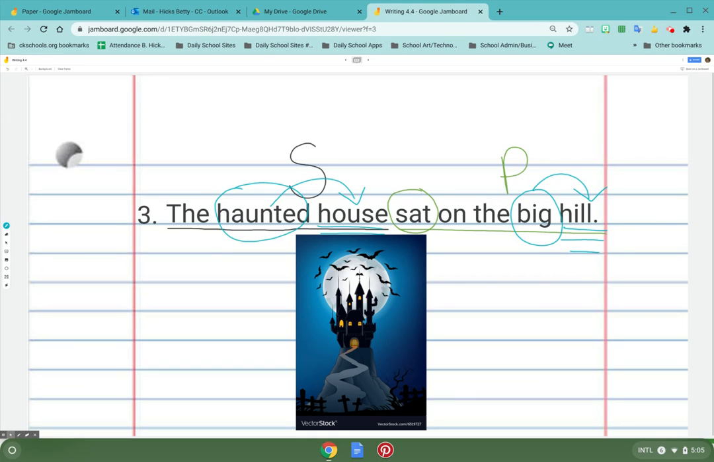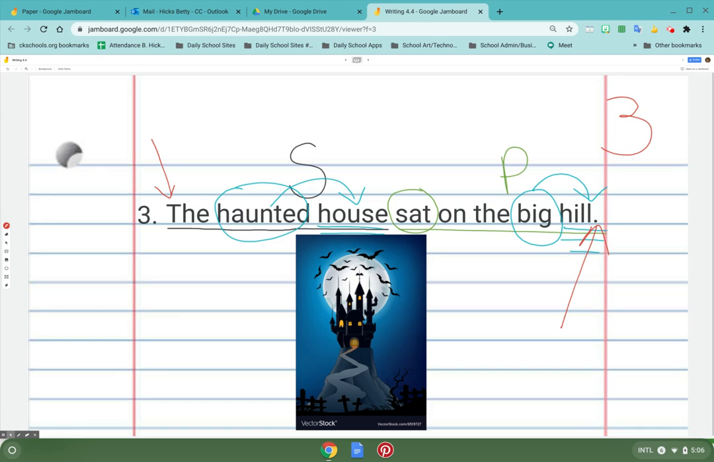All right. Now remember that I look for my capital. I look for my stopping mark, my punctuation mark, to let my reader know that I'm done. And then I read it out loud to make sure, and I read each word. I don't just say my sentence, because then I won't catch my mistakes. The haunted house sat on the big hill. Beautiful. If you had turned that in to me using the 2 adjectives like that, that's a solid 3. All right, which means right where you need to be.